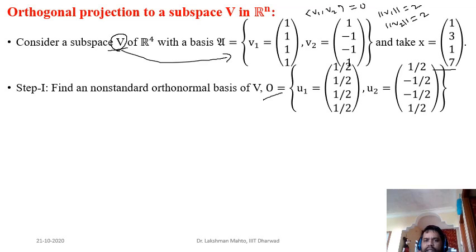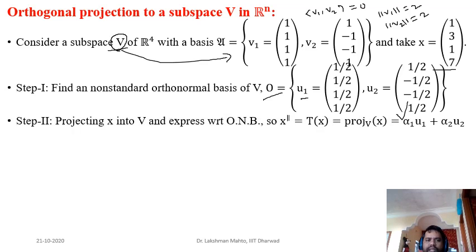v1 and v2 are perpendicular to each other, it is fine. Now we will normalize. Normalizing v1 by dividing by the norm of v1, we get u1. So u1 is now the vector 1 by 2, 1 by 2, 1 by 2, 1 by 2, and u2 you similarly get from v2 by normalizing it. You can observe that u1 and u2 are now orthonormal vectors. So we got the orthonormal basis of this subspace V. Now the first step is over.